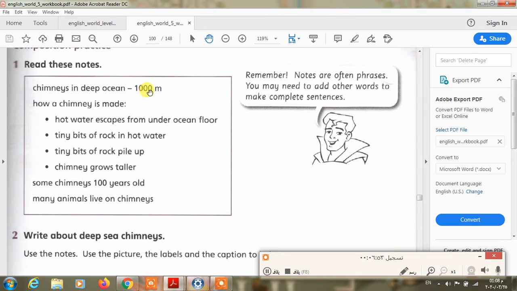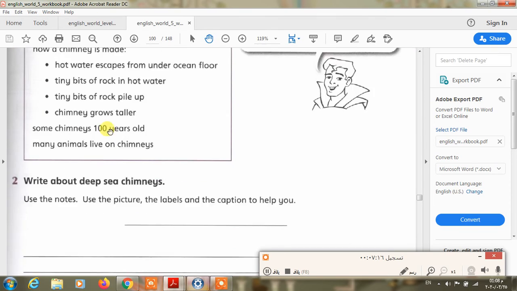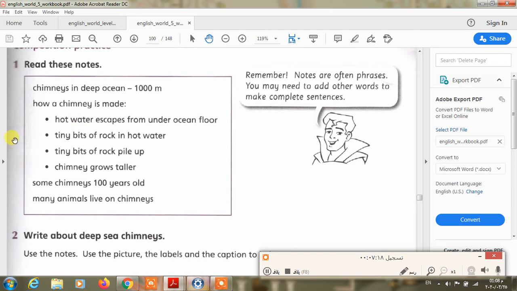Chimneys in deep ocean, 1000 meters. How a chimney is made. Hot water escapes from under ocean floor. Tiny bits of rock in hot water. Tiny bits of rock pile up. Chimney grows taller. Some chimneys 100 years old. Many animals live on chimneys. All you have to do is add some words to give complete sentences.